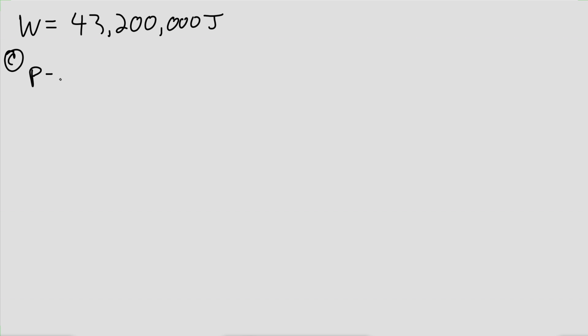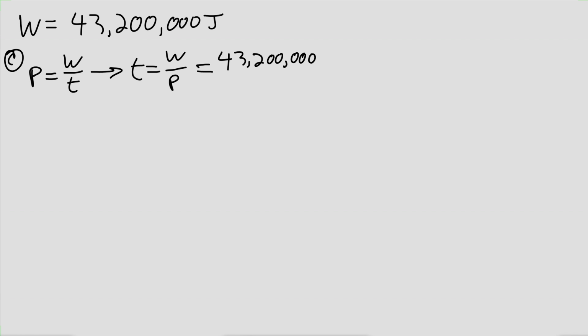Go down to the footer and write the equation you're going to use. Power is equal to work over time. The thing we're trying to solve for is time, so time is equal to work over power. Our work is 43,200,000 joules, and the power we're interested in is a 60 watt light bulb.